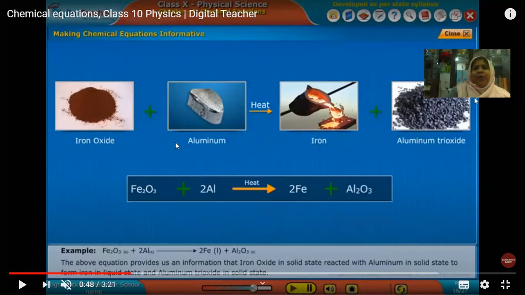Like here you see that we are heating them to give rise to iron and aluminum trioxide, so this becomes an endothermic reaction. Moreover, what we are seeing here is two molecules of iron and three molecules of oxygen, combining with the two molecules of aluminum, and when heated, it gives rise to two molecules of iron and two molecules of aluminum and three molecules of oxygen. So how are we balancing this equation?